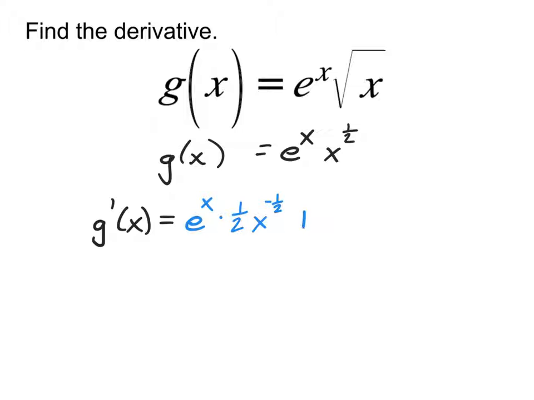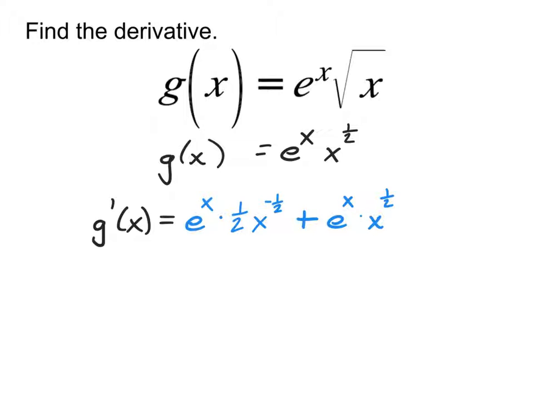And then I need to add to that. So I just did original times derivative, so I now have to do derivative times original. So I'm going to do the derivative of e to the x, which is e to the x. Nice and easy, right? And then that's going to be multiplied by original, which is x to the 1/2. All right, that is actually the derivative now. We've done it. We've done product rule.